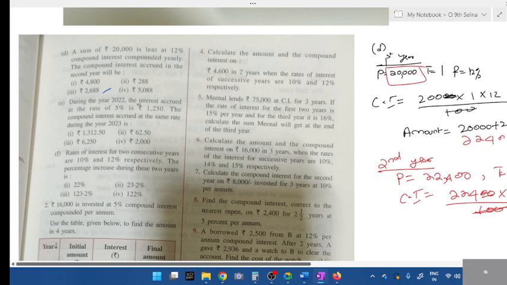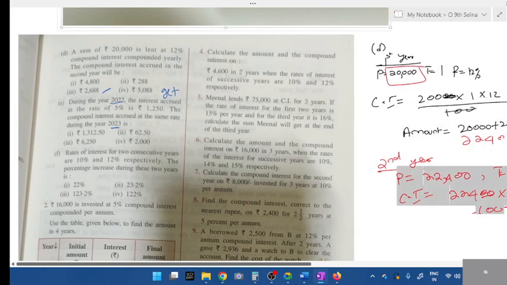During the year 2022, the interest accrued. Accrued meaning is got. The meaning of accrued is get. The interest got at the rate of 5%. The compound interest accrued at the same rate during 2023. Both of you will explain this. How do you solve? So first for 2022, they have given us the information here.